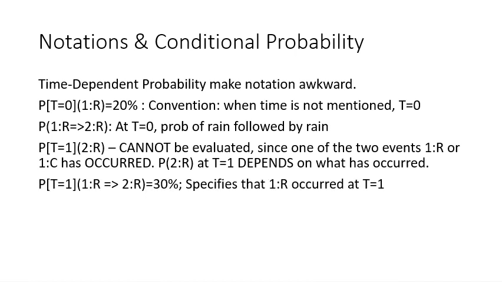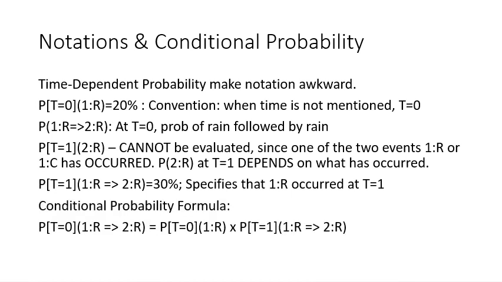So here is the correct notation: probability at t equals 1 of first day of rain followed by second day of rain is 30%. So this notation specifies that if we are talking about probability at t equals 1, then rainfall occurred on the first day. So with this complicated set of notations, we can now write what is a very simple formula in standard probability theory. So if I want to calculate the probability at time equals 0 of rainfall on both days, then I have to write this as probability at t equals 0 of 1 rain followed by 2 rain.